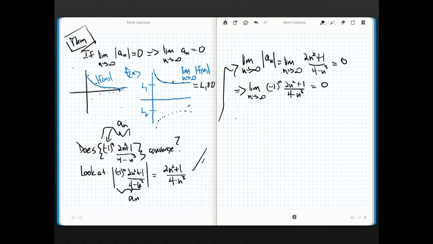Watch what happens here. Let's say that I'm looking at negative 1 to the n times 2n squared plus 1 over 4 minus n squared. Now think about this. If I take the limit as n goes to infinity of the absolute value of this, I get 2n squared plus 1 over 4 minus n squared, right? The degree of the top and the bottom are the same, so what I end up with is a negative 2. So this term turns into a negative 2 out at infinity. It behaves so close to negative 2 that you can't tell the difference.